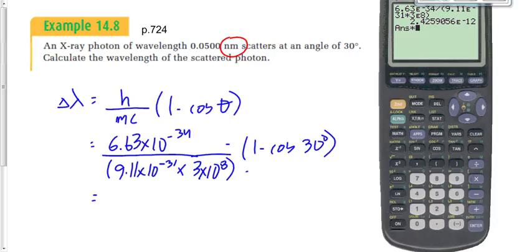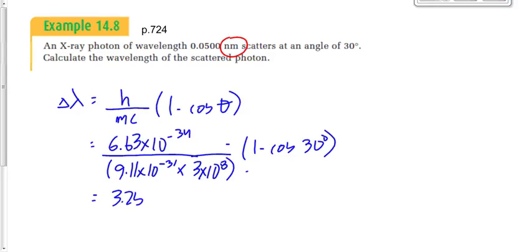Let's multiply that by 1 minus cosine 30 degrees. Make sure you use brackets properly here. Cosine 30 and the bracket again. And I'm left with 3.25 times 10 to the minus 13. Is that my answer? No, it isn't, is it?